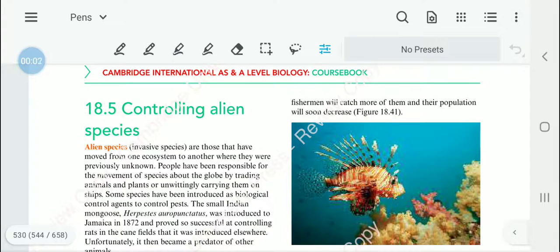Biology chapter 18, theory video 19. Controlling alien species. So alien species are the invasive species. That is, the species who are not the original inhabitants of a habitat, or who have been introduced from one ecosystem to another, where they are previously unknown.